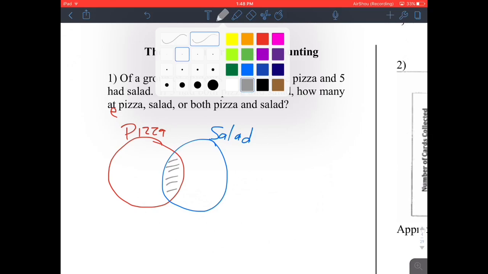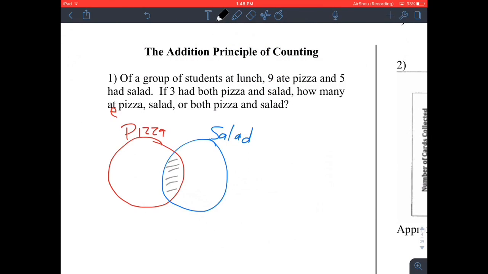So when you're doing this, start out with the ones that had both. 3 had both, so that's going to go here in the center. If 3 of them had both and 9 had pizza altogether, that must mean there has to be 6 here, because 6 plus 3 is 9.